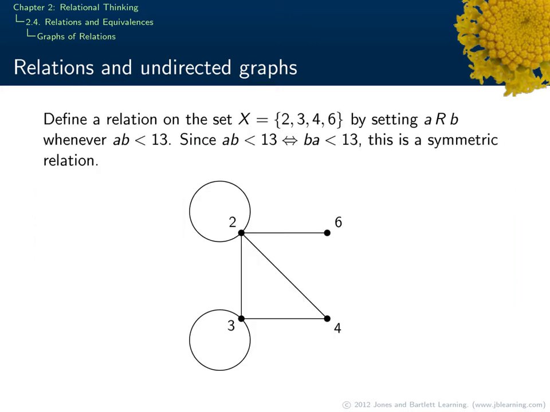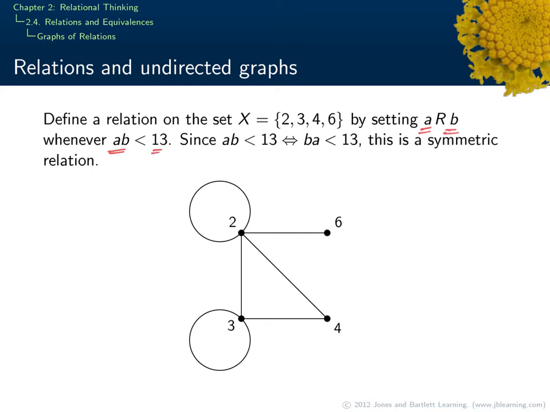So here we have an example of a symmetric relation. Our set X, again, consists of the numbers 2, 3, 4, and 6. But this time, instead of using the divisibility relation, which is not symmetric, we're going to use this new relation R, where we say that A is related to B exactly when A times B is less than 13.